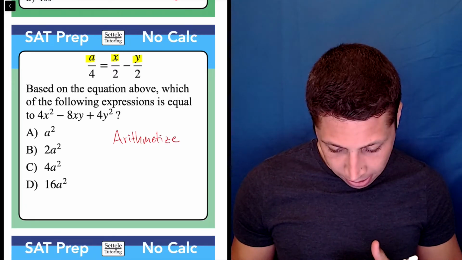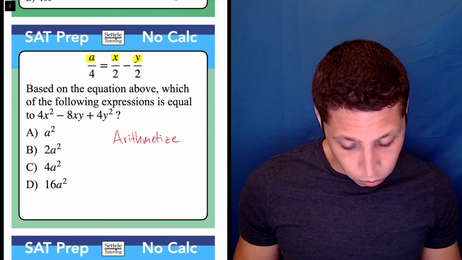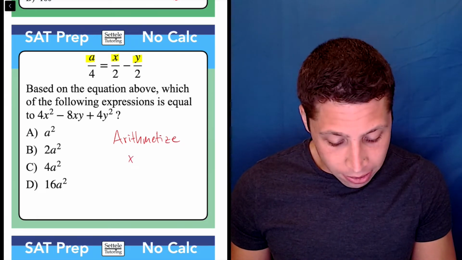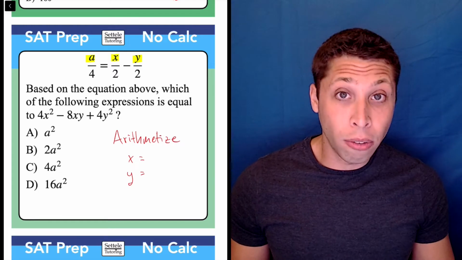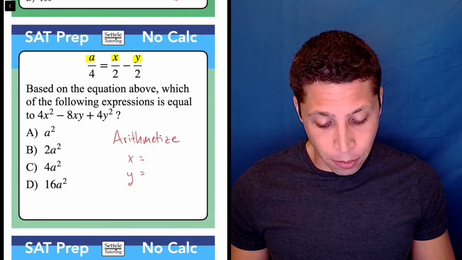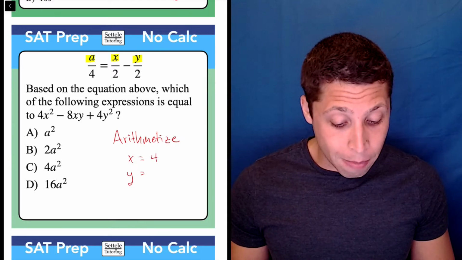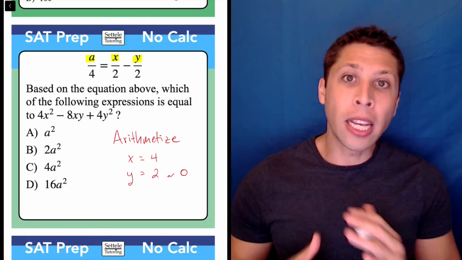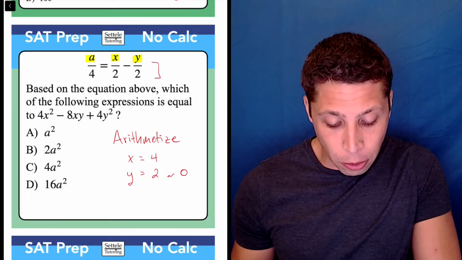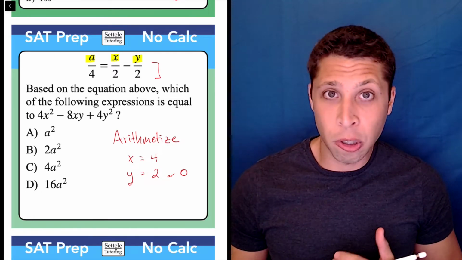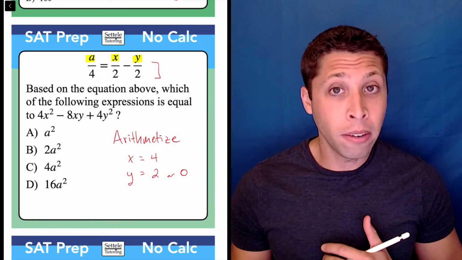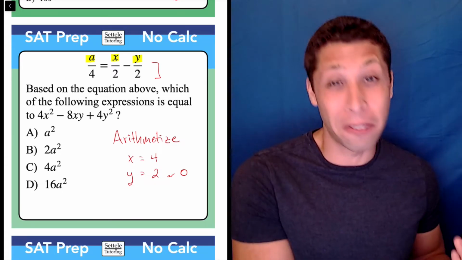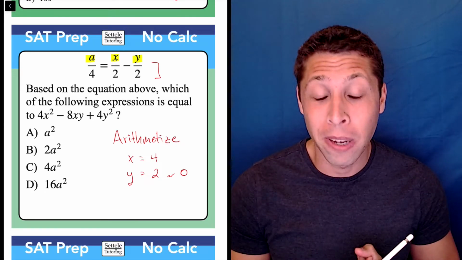In this case, it seems like a, x, and y don't really matter. What I'd probably do here is pick values for x and y and solve for a. So I would probably pick something for x like 4, and maybe for y something like 2 or 0. And I'm doing that because I'm looking at the question and I'm seeing that I'm going to have to divide some numbers by 2. So I don't want to pick 1 for x or y because that would create a fraction, and I would prefer to pick numbers that actually get rid of the fraction. So I'd pick numbers that are divisible by 2.